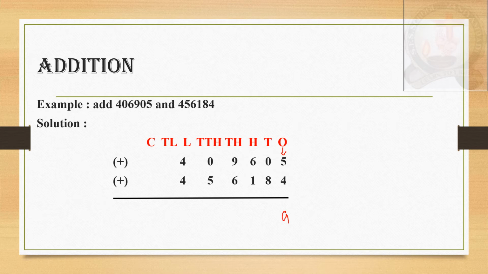Next, we go to the tens place. In the tens place, 0 and 8 are there. 0 plus 8 is 8. There is no carry here, so we write it as it is. Next, hundreds place: 6 plus 1 is 7. There is no carry here, so we go to the next digit. 9 plus 6 is 15.